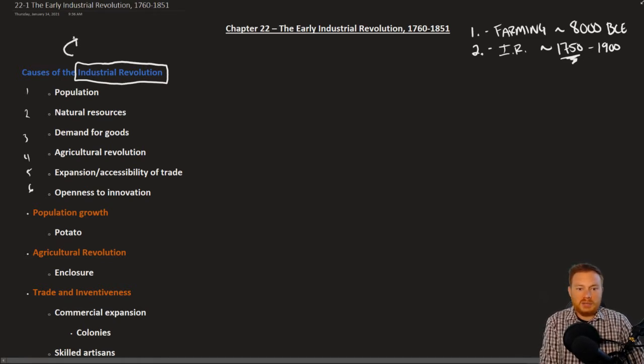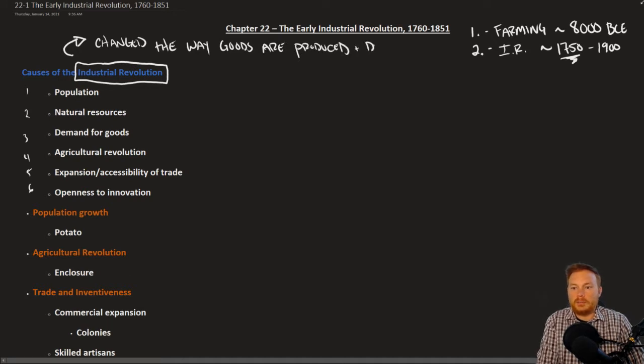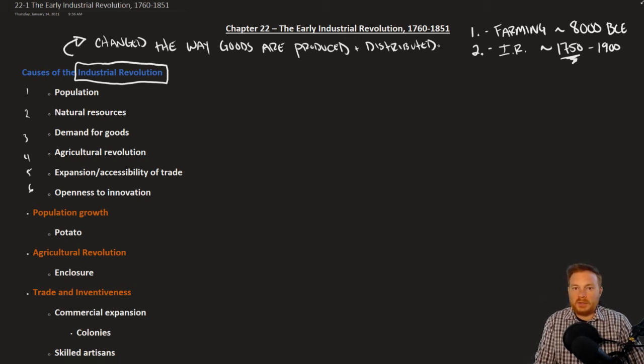Well, if we just have to give it sort of a very straightforward definition, we would say the Industrial Revolution changed the way goods are produced and distributed. Right, so on sort of a very, very basic level, the Industrial Revolution is changing the way that things are made and that they're transported.